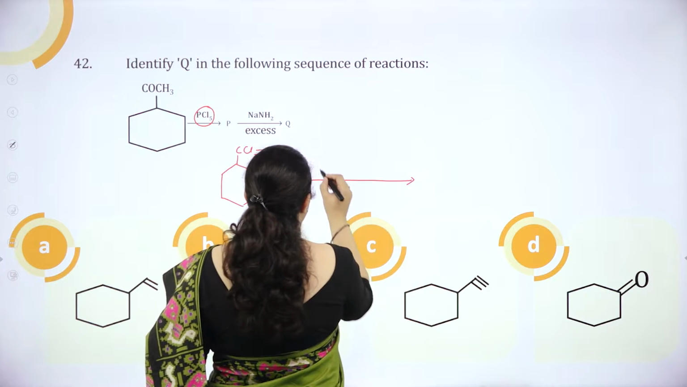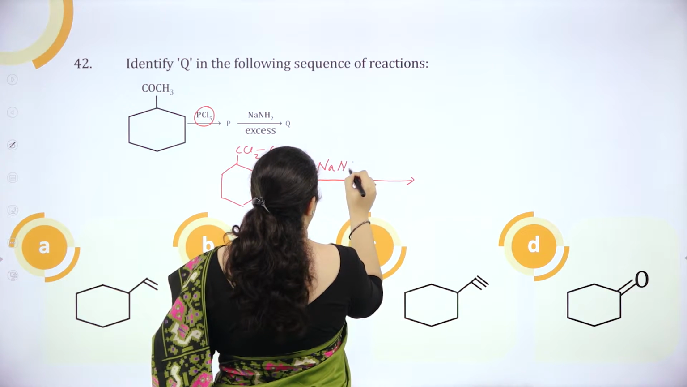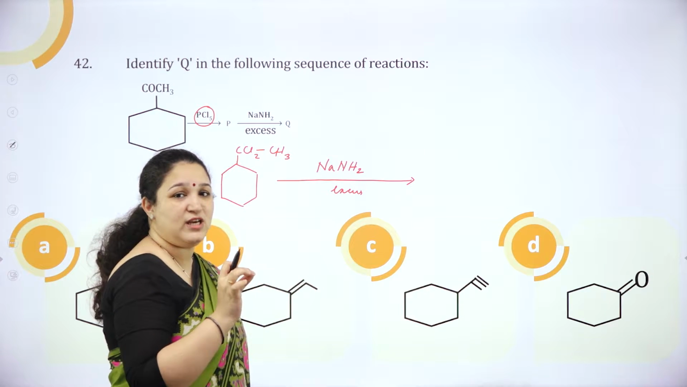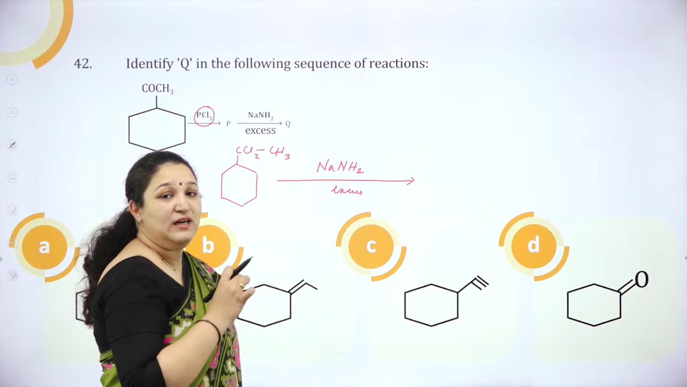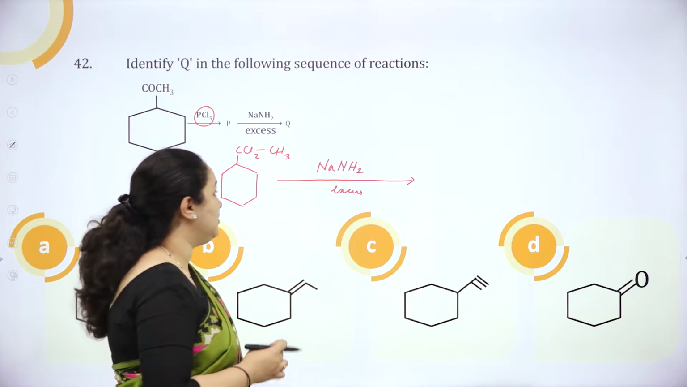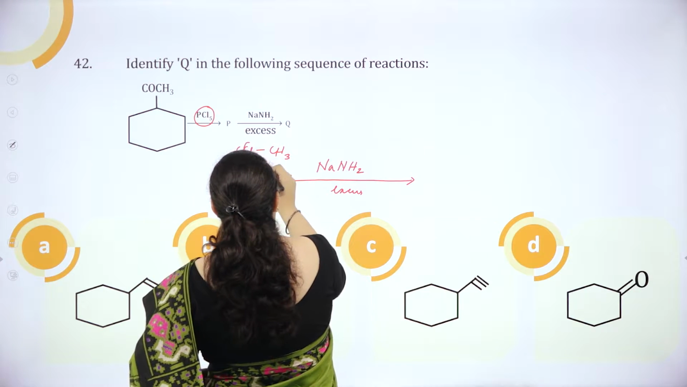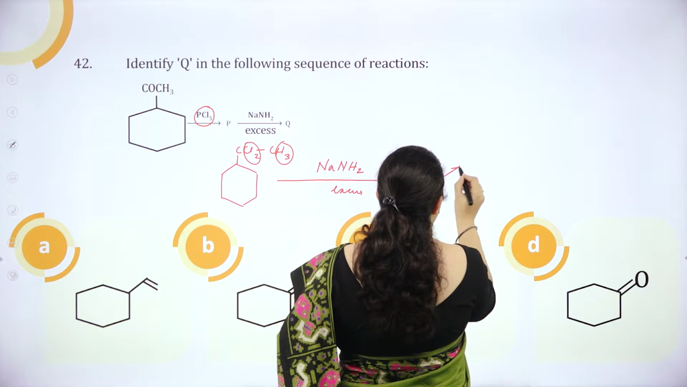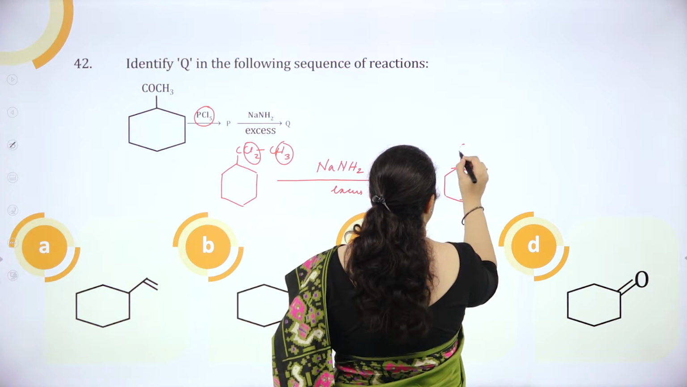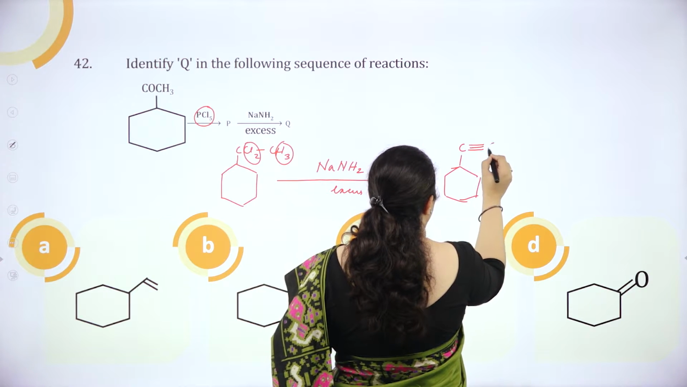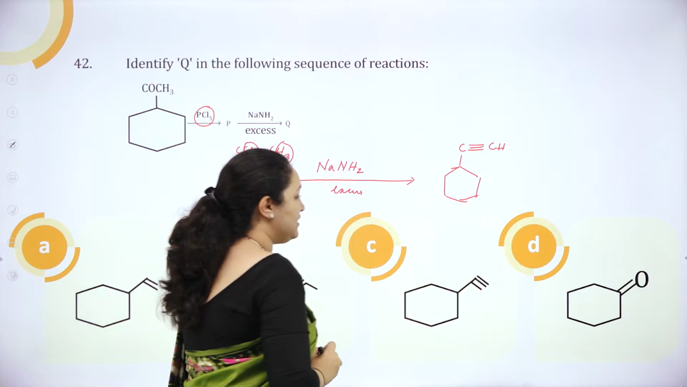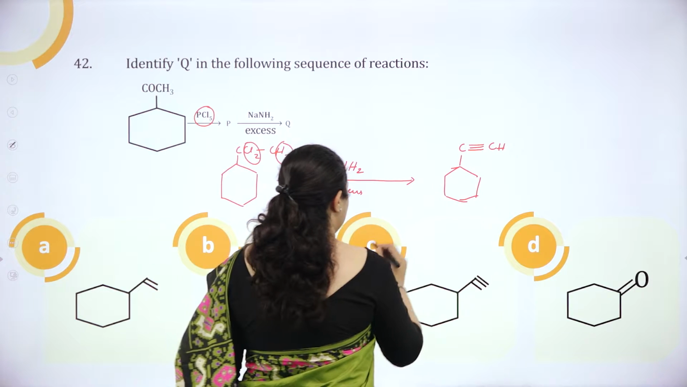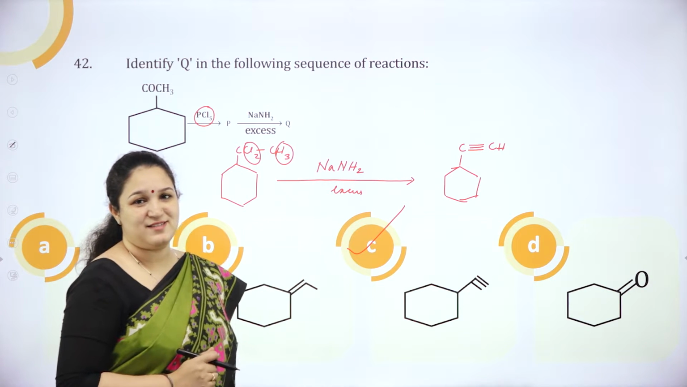This one further, when it is treated with NaNH2 in excess, dehydrohalogenation takes place. What is it? Dehydrohalogenation. So you will have 2 chlorine atoms and 2 hydrogen atoms getting removed. You will get it as C triple bond CH. So which is the correct option? You have the triple bond here. So option C is the right answer.